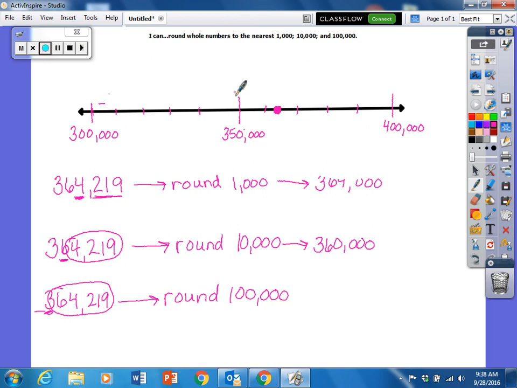So is it closer to the 300,000 or the 400,000? That's right, it is closer to 400,000. So we are going to round to 400,000. And that's how we use benchmark numbers and a number line to round to our nearest 1,000, 10,000, and 100,000.